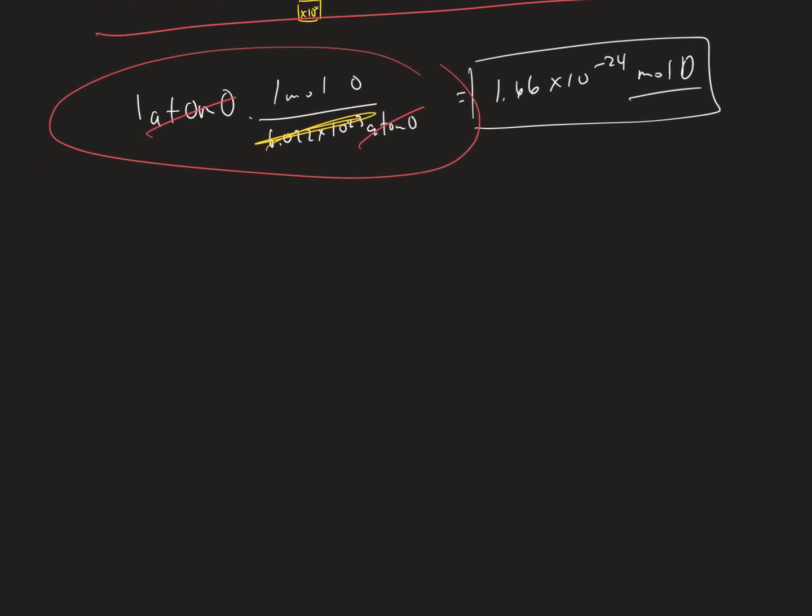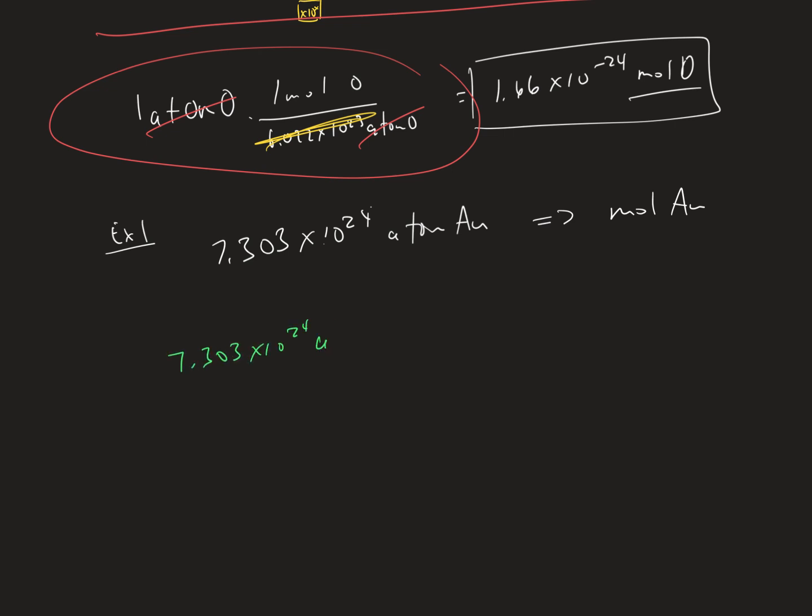So let's try some more examples. If we have 7.303 times 10 to the 24 atoms of gold, I want to know how many moles of gold. So what do we do? Dimensional analysis, that's it. 7.303 times 10 to the 24 atoms of gold, and I know, just write it all out. I know it takes a while, but write it out completely.